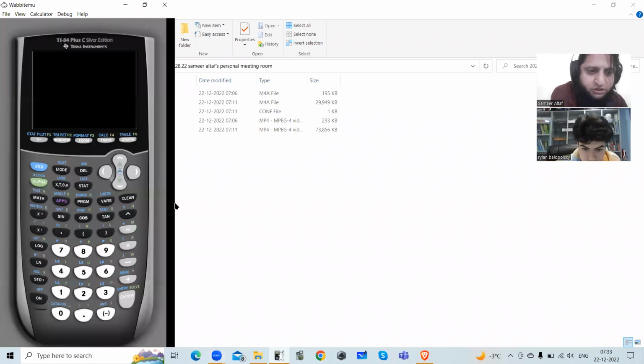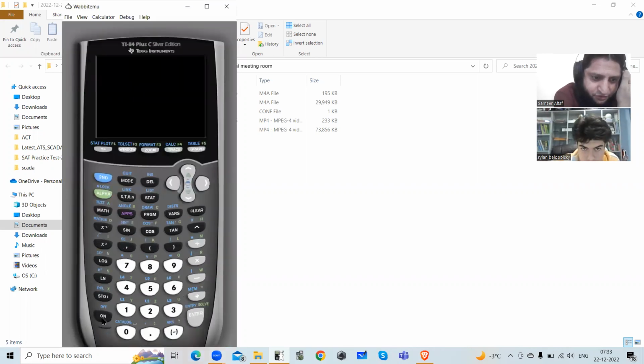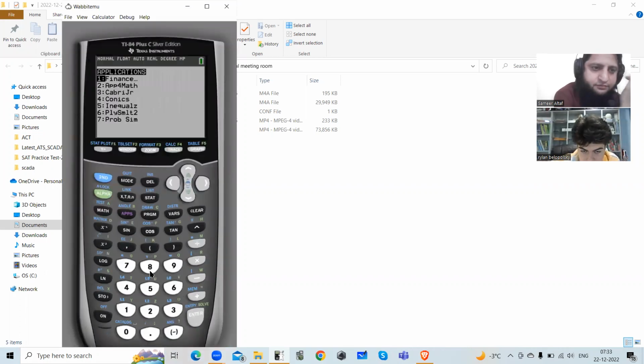See, on the calculator, you have an option of Apps. You see the Apps button? You'll be going there, and you have PlySmlt there. It can be option 6 or option 9, depending on the calculator. Are you seeing that? You'll find it.